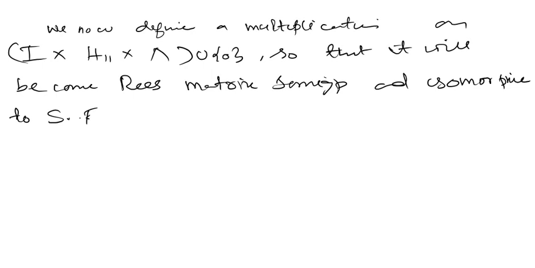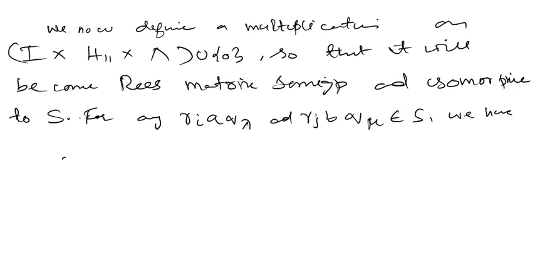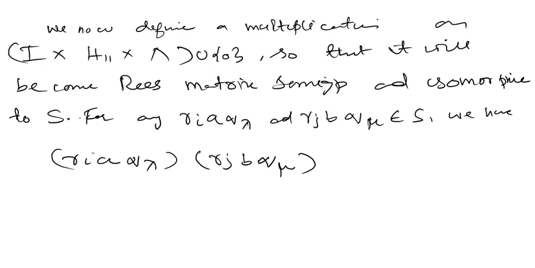So let's try this for any i, λ. So R_i is an element of this R class, actually R_i a q_λ and R_j b q_μ belong to S. We have the product is this simple, because there is already defined a product. So this is equal to R_i a q_λ R_j b q_μ. So at least you have this because both elements are in S.